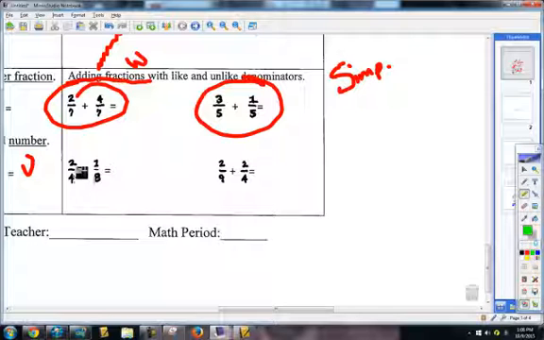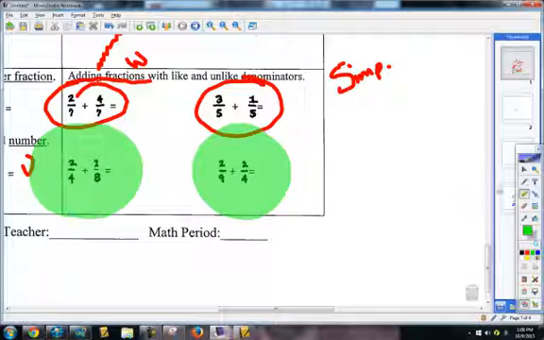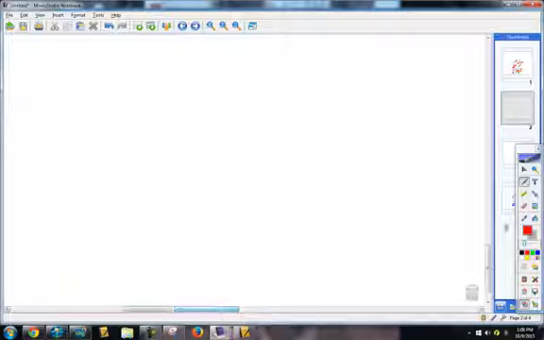Okay? Now, these two down here absolutely require work. Work on those two, because as you can see, they do not have common denominators. So I would need to see that work. All right, next page.